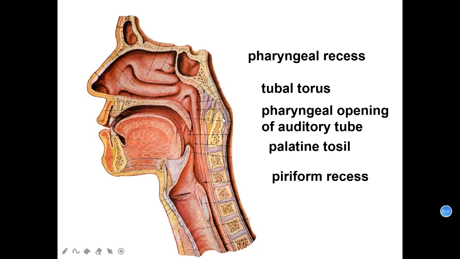And here there are some structures: tubal torus, pharyngeal opening of auditory tube, pharyngeal recess, piriform recess, palatine torus.